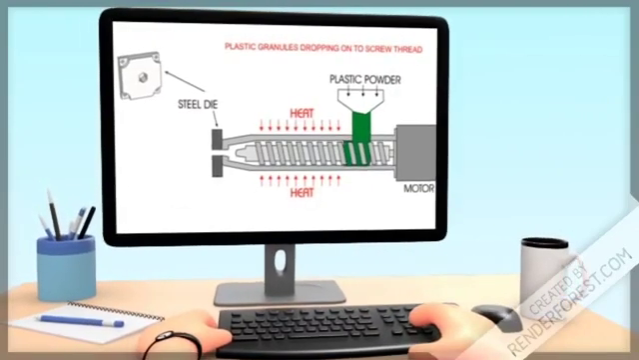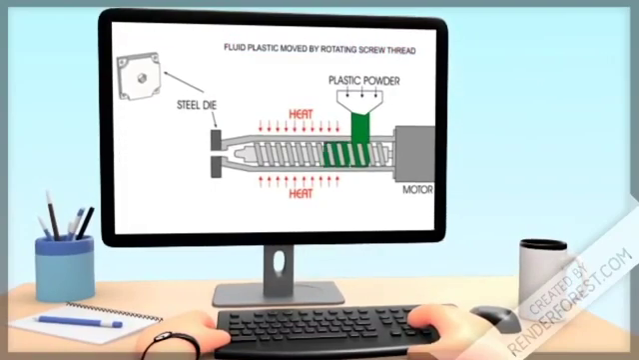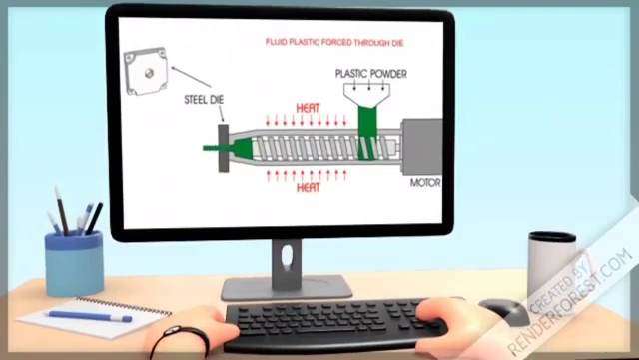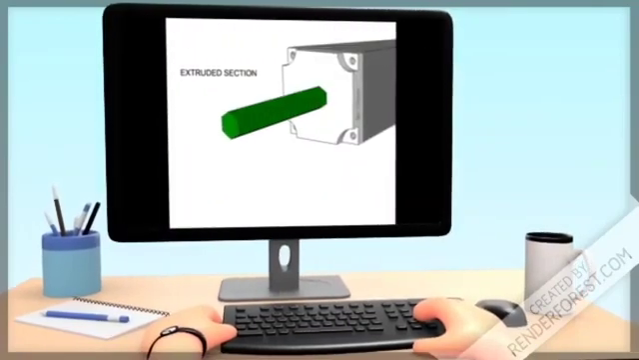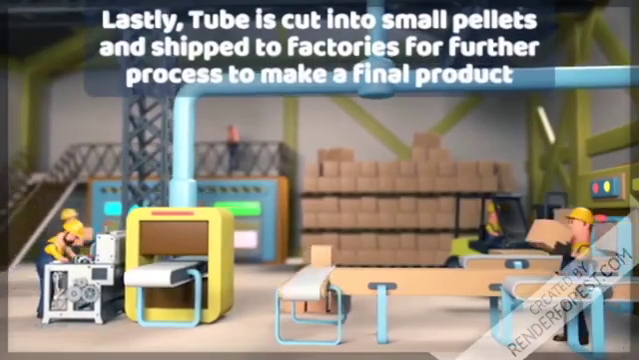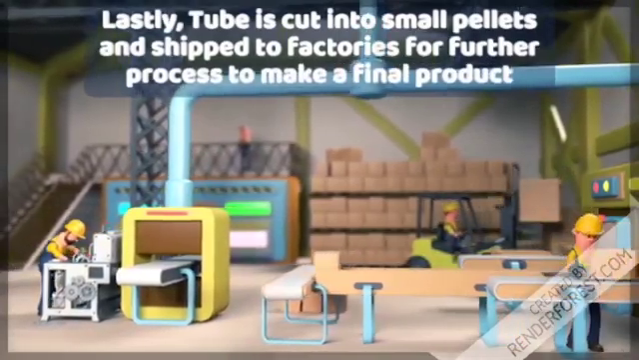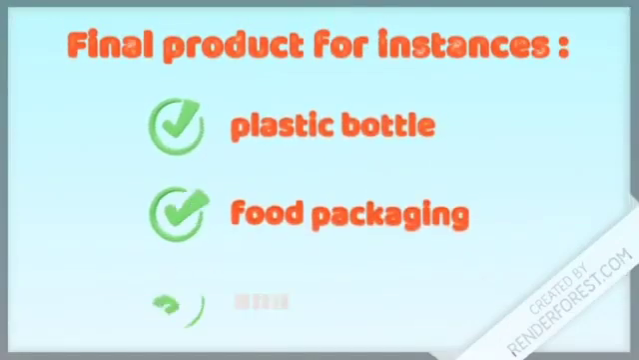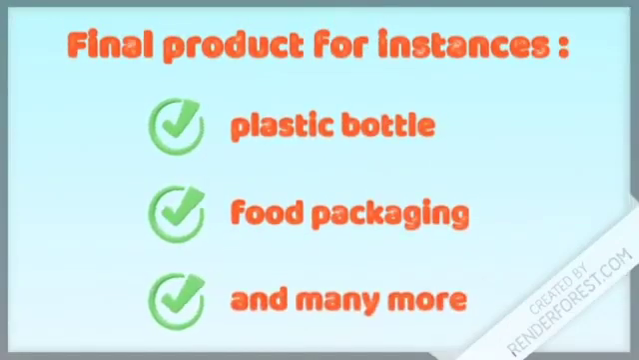Then, polymer is fed into an extruder where it is melted and forced into a tube that forms the plastic in long tube form as it cools. Lastly, the tube is cut into small pellets and shipped to factories to further process to make a final product. For instance, plastic bottles, food packaging, and many more.